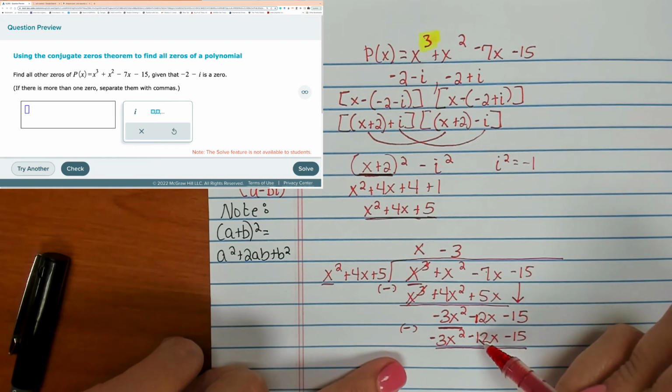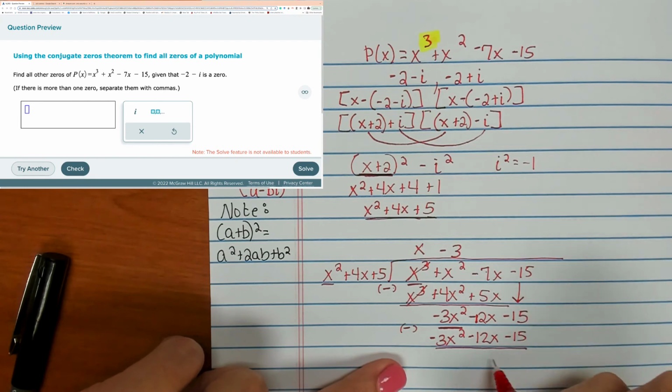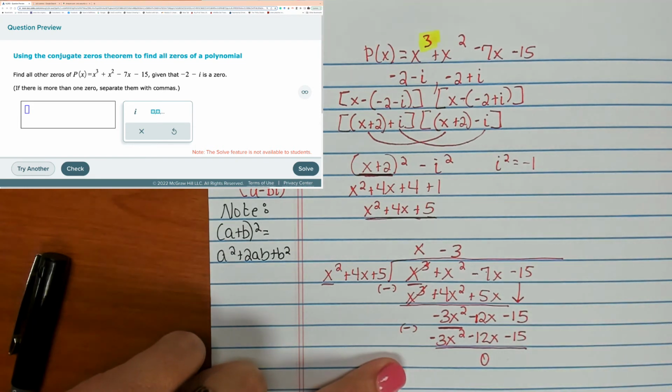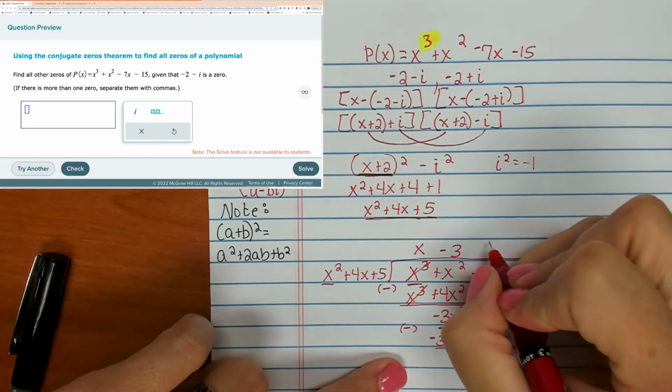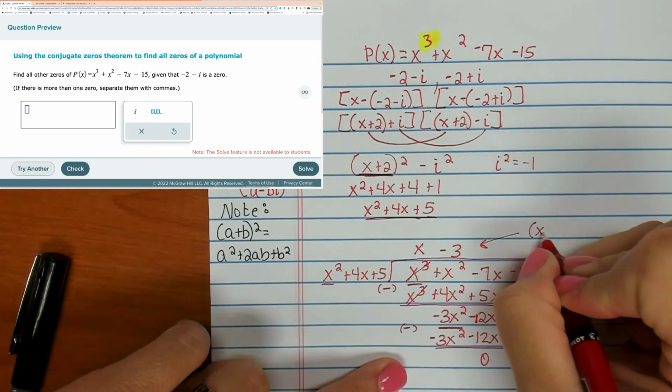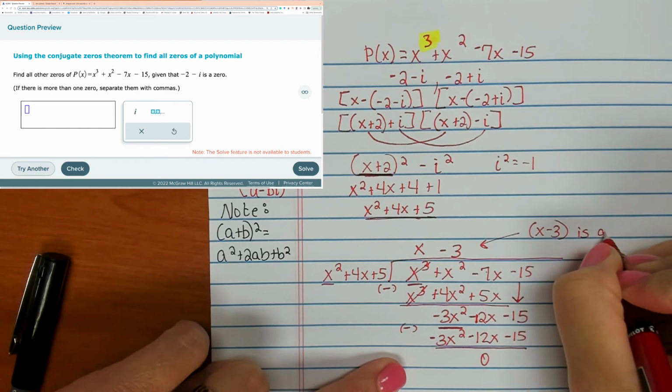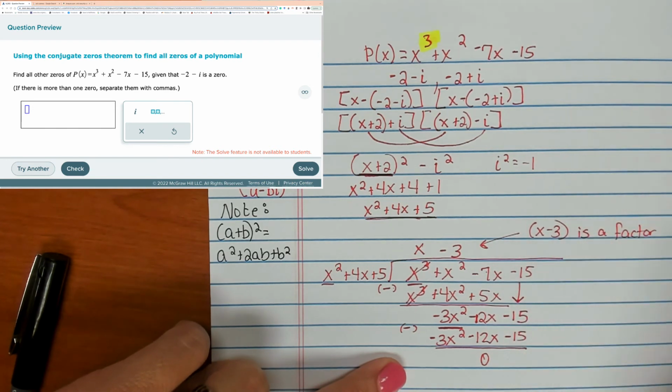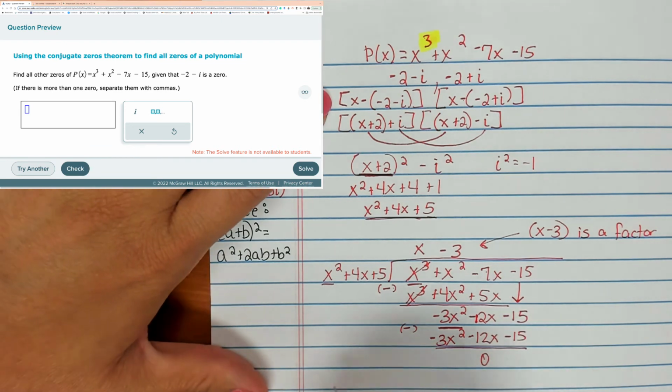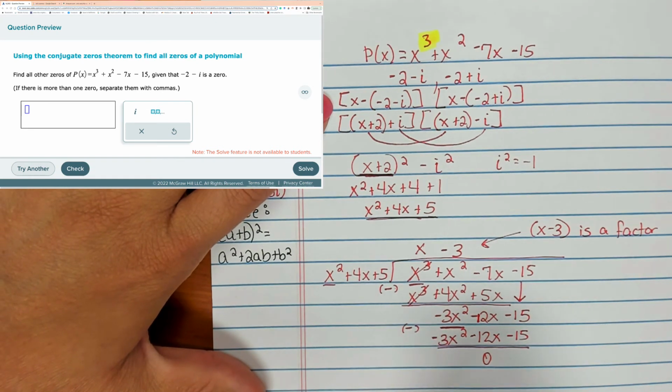The numbers still are there, and it's still pretty. And what we see is that everything is the same. So if I subtract those, I do get 0. So what that tells me is that x minus 3 is a factor. So my factors here, let's put this in factored form, are x minus a negative 2 minus i, then I have x minus a negative 2 plus i, and then I have x minus 3.